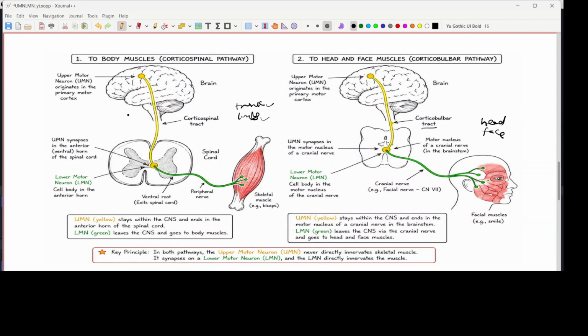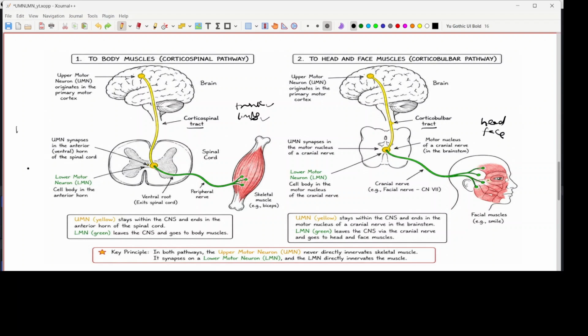The first is the corticospinal tract. So we know that a tract is a collection of nerve fibers in the central nervous system. The name itself tells us where it goes. Cortico refers to the cerebral cortex, while spinal refers to the spinal cord. Therefore, the corticospinal tract is the pathway that carries upper motor neuron fibers from the motor cortex to the spinal cord. These fibers descend through the brain and the brainstem.